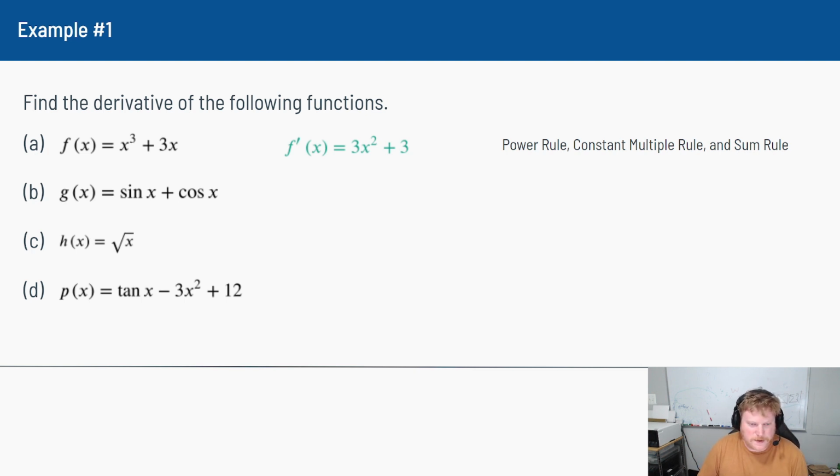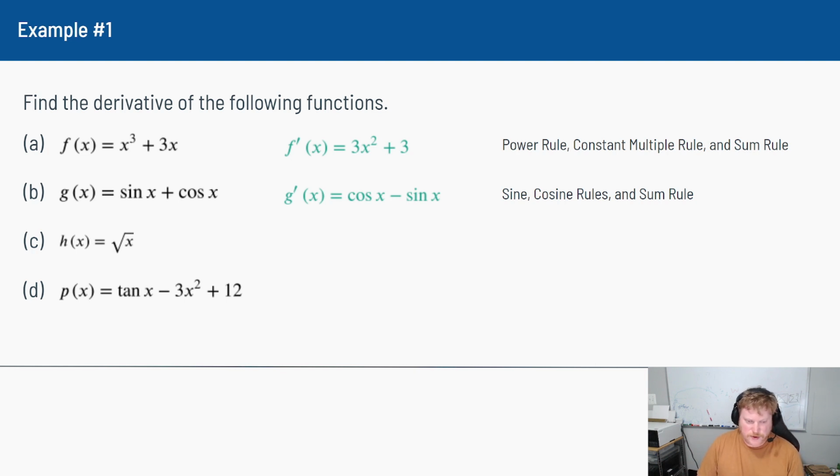Okay. For part B, we have two trig functions, sine x and cosine x. Pause the video now and see if you can remember what the derivative of sine and cosine is. Okay. The derivative of sine is cosine x, and the derivative of cosine x is negative sine x. So we're using the sine and cosine rules, and of course the sum rule here, because we have the sum of two functions, sine and cosine, and ultimately we're just adding the derivatives to get the derivative of the total function.